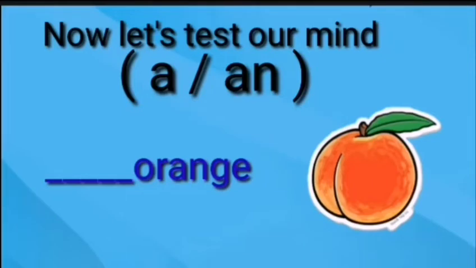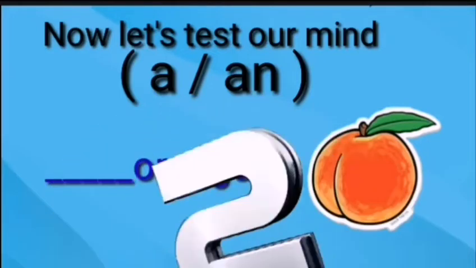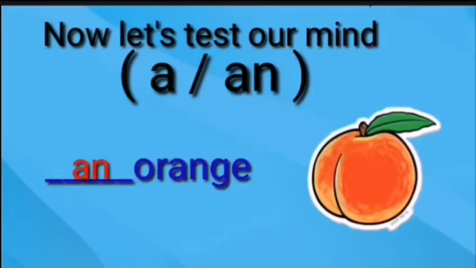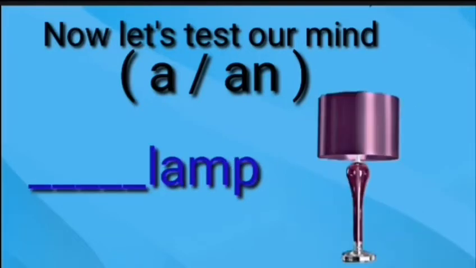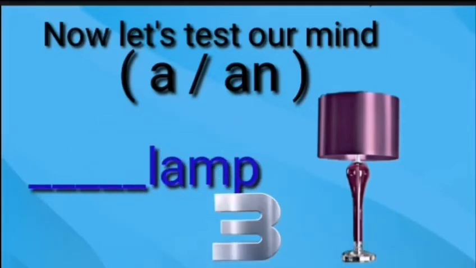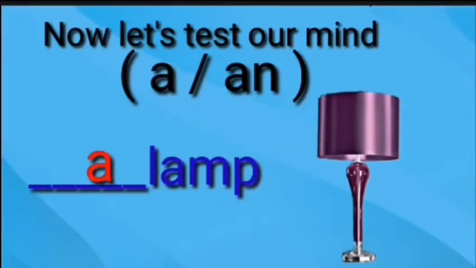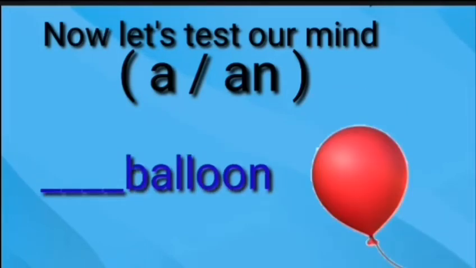Next one is orange. O sounds vowel. So what is the right answer? And the answer is an orange. Next, lamp. L sounds consonant. So what is the right answer? 3, 2 and 1. So the right answer is a lamp. Next question, balloon. B sounds consonant. So what is the right answer? 3, 2 and 1. So the right answer is a balloon.